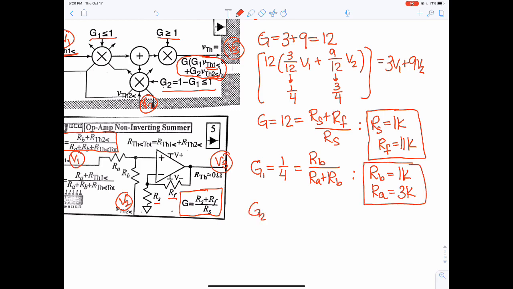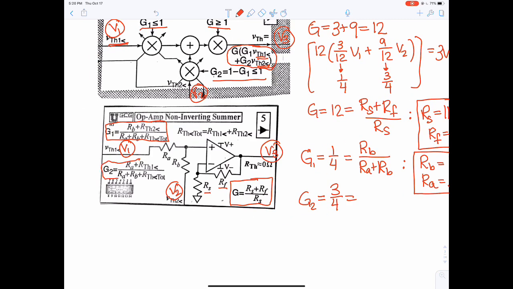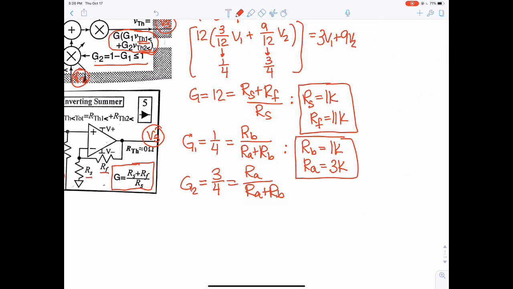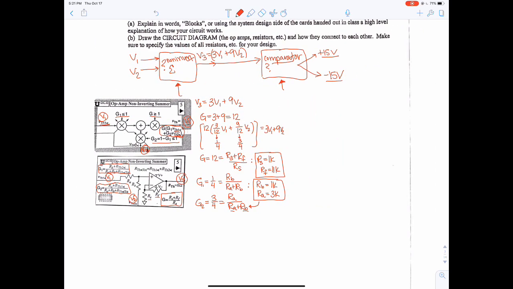For G2, we have 3/4, and our equation is RA over RA plus RB. And we just need to check that this will work. So if we have RA is 3K and RA and RB is 4K, that gives us the 3/4. So these values for RA and RB will work for this design. So this will work as a non-inverting summer and let us achieve this V3 equals 3v1 plus 9v2.